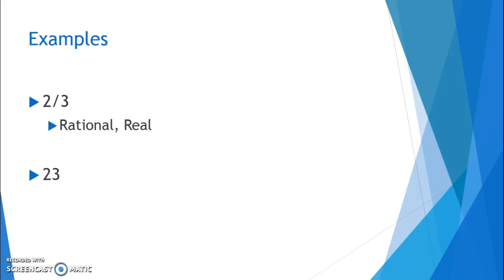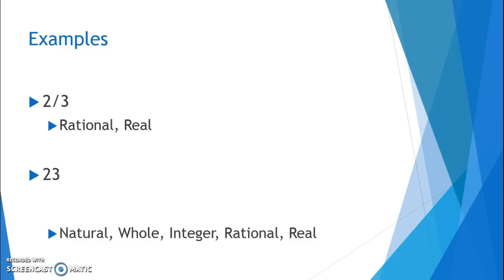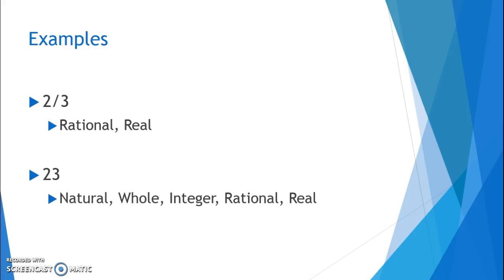Next, let's look at 23. It is a natural number since it is a counting number, and since it is a natural number, it is also a whole number. And since it is a whole number, it is also an integer. And anything that is all three, natural, whole, and an integer, is also a rational number. We could write 23 as 23 over 1 to prove that it is a rational number. And since it is rational, it is also a real number.